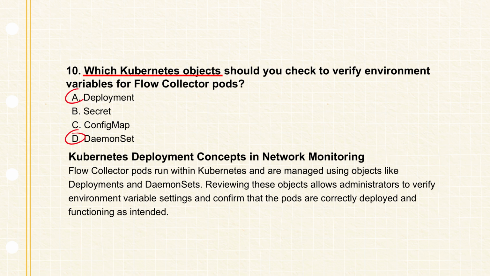Deployment or daemon set? Why those? Because deployments and daemon sets are Kubernetes resources used to define how applications, packaged as pods, should be run and maintained. The configuration for the pods, including the environment variables they need to start up and operate correctly, is defined within the specification of the deployment or daemon set. So you look at the management object to see the pod settings. Exactly. By examining the YAML or JSON definition of the relevant deployment or daemon set, you can verify exactly which environment variables are being passed into the flow collector pods when they're created. It's crucial for troubleshooting if a pod isn't behaving as expected.